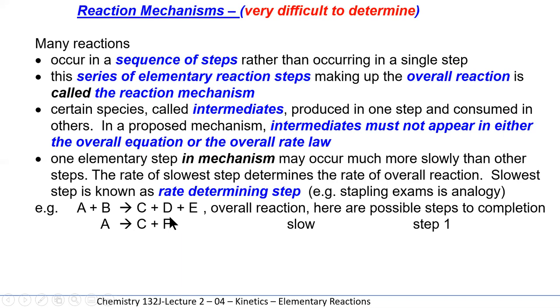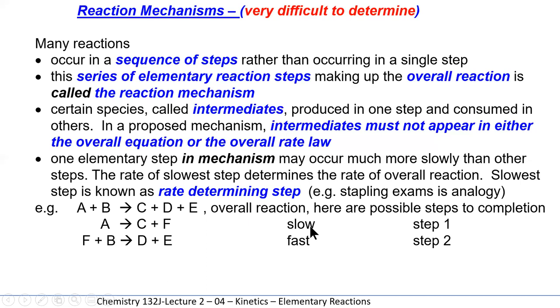This particular overall reaction could be represented by different steps. So for instance, in the first step, A could be converted into C and F. In a second step, F, an intermediate, could be reacting with B and making D and E. And of course, when we look at the two steps, the slower step is step one, the faster step is step two.